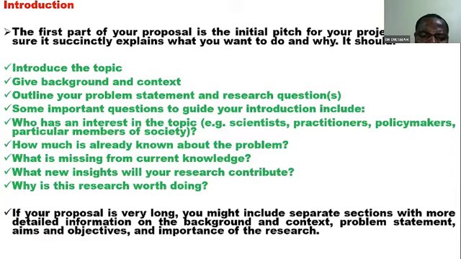Now, if your proposal is very long, you might include separate sections with more detailed information. Just like I said, you can break it down if it is too long, just like in a PhD thesis, into 1.1 background of study, 1.2 statement of problem, 1.3 aim and objectives, 1.4 justification of study or significance, and what have you. Now, literature review.